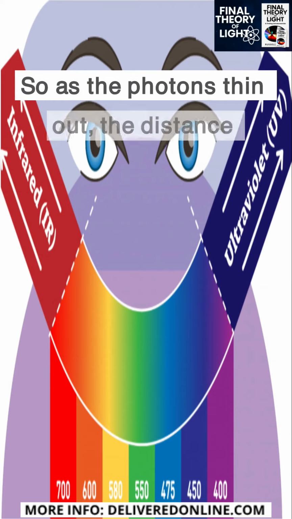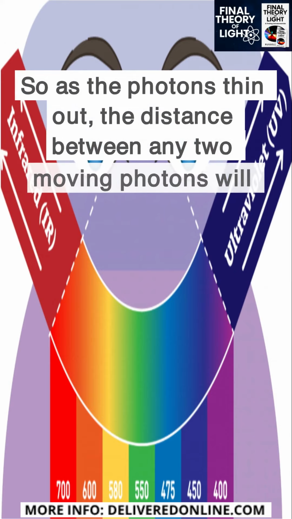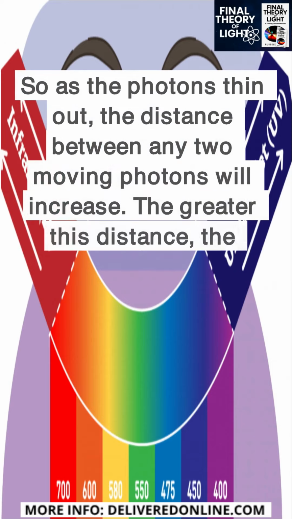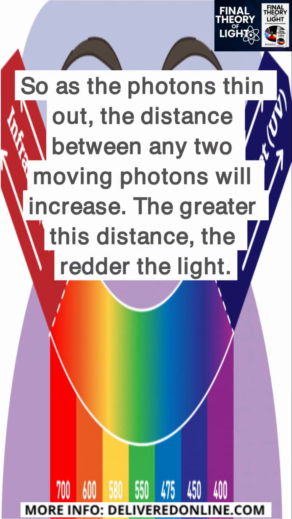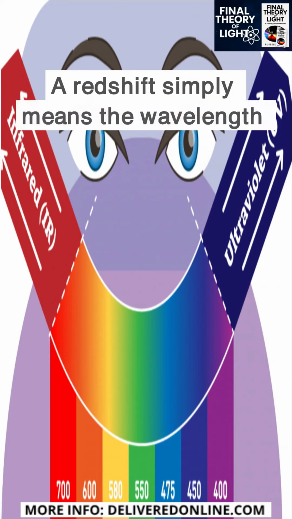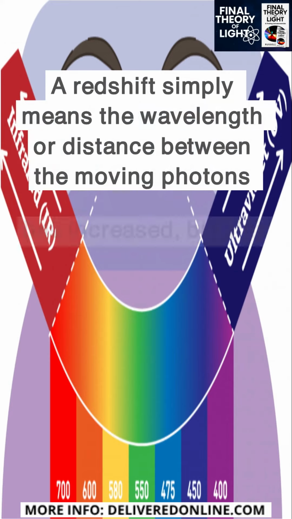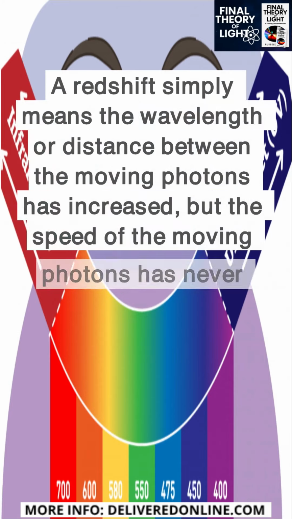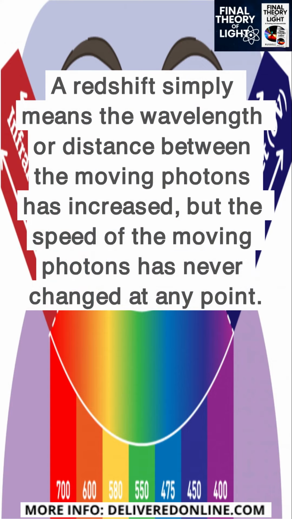So as the photons thin out, the distance between any two moving photons will increase. The greater this distance, the redder the light. A redshift simply means the wavelength or distance between the moving photons has increased, but the speed of the moving photons has never changed at any point.